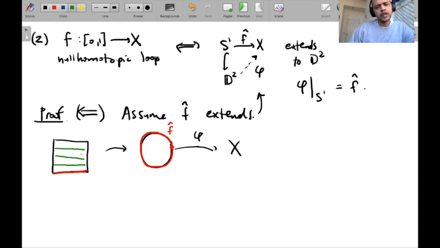Well, I need each of these green lines to be a loop based at the base point of X, which is P. And I can do that if at the endpoints, I map them like this, since this base point on the disk maps to P.